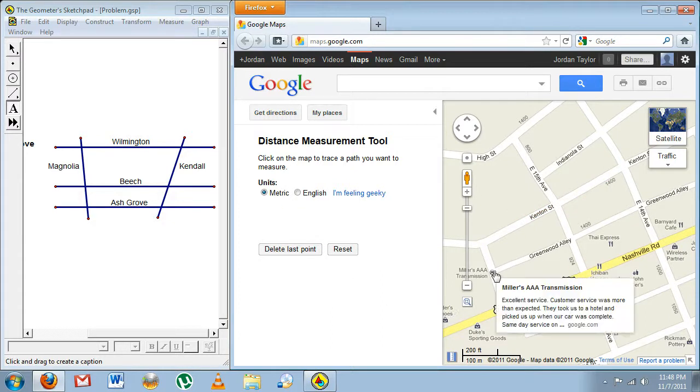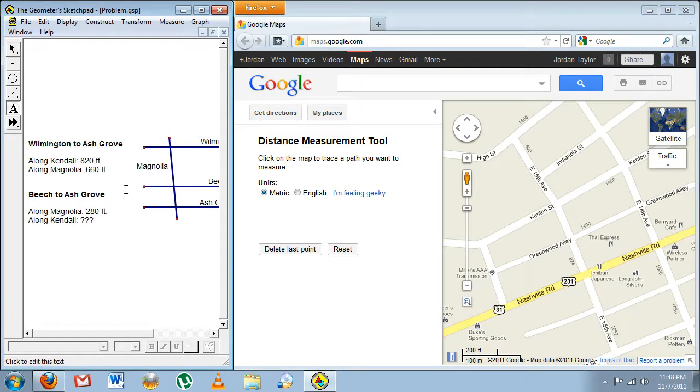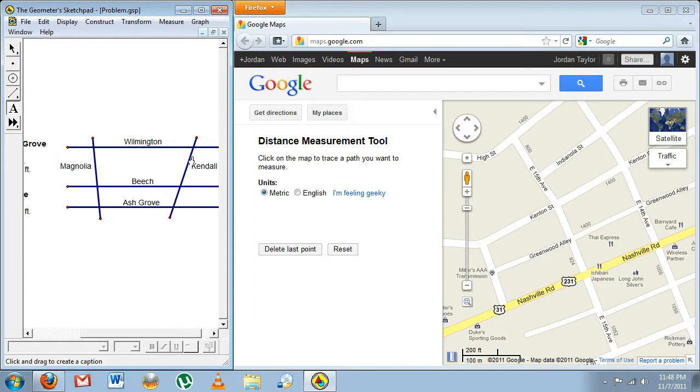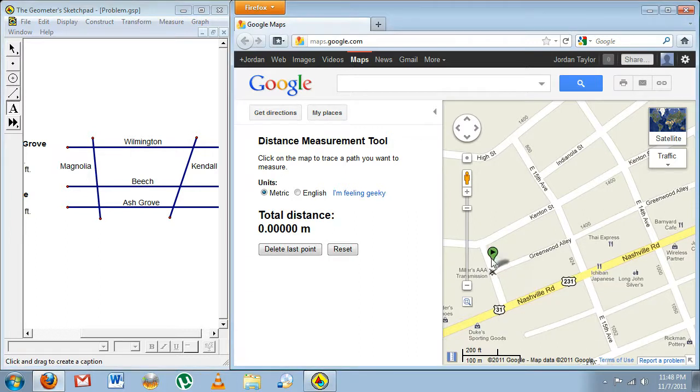Again, we want to measure the whole distance of Greenwood Alley from East 16th to East 14th because, as we can see in our problem, we have the whole distance from Wilmington to Ash Grove along Kendall and Magnolia, which are these two transversal lengths. So we'll come back to our problem, click and place our green arrow where we want it, and go to our opposite intersection, and we can see that we have 282.1 meters, or in English we have 925.6 feet. And again, students write this down.